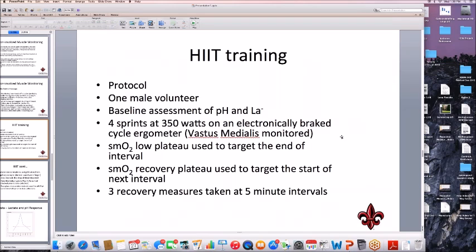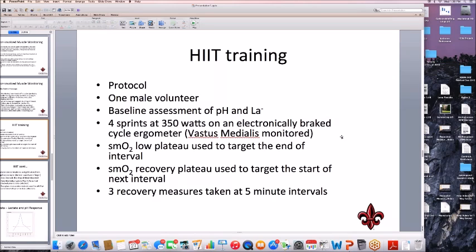The reason that we picked 350 watts was the individual only had a VO2 max of about 40 on a bike, so this was a pretty challenging effort for them. They hit VO2 max, I think, at about 290 or so watts, so we're well above VO2 max on all of these efforts. So how did we do this?